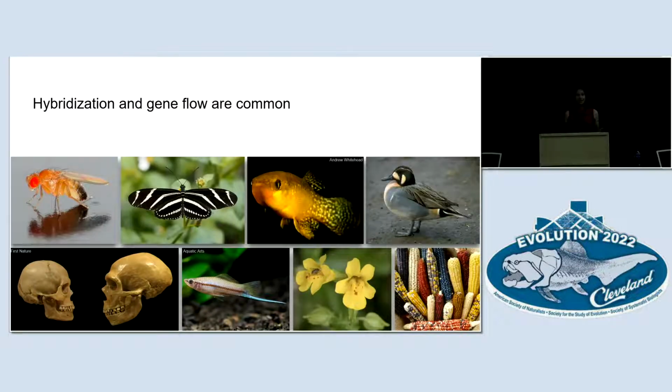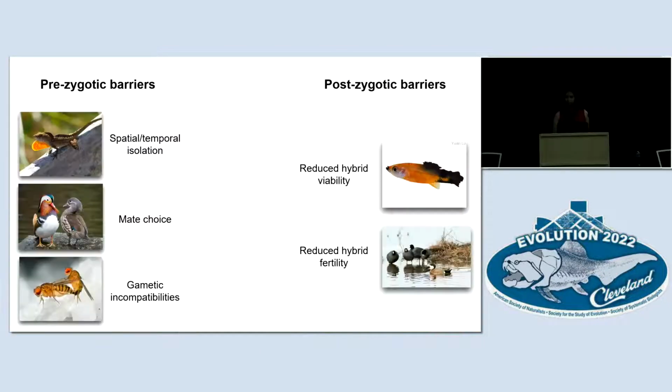And this is a really exciting time to be thinking about these questions, because over the past 10 years or so, there's been this growing realization that hybridization and gene flow are extremely common phenomena across the genomes of many different organisms. And so the big question is, well, if there's all this gene flow going on, how do species maintain distinct genomes? Now, the barriers to gene flow have traditionally been classified into pre- and post-zygotic barriers. Pre-zygotic barriers include things like spatial or temporal isolation between species, mate choice for conspecifics, and gametic incompatibilities, whereas post-zygotic barriers include things like reduced hybrid fertility or viability.